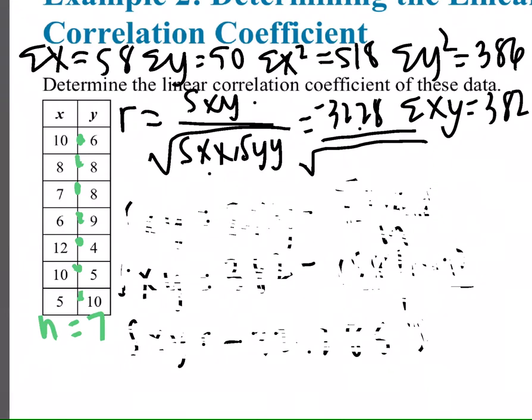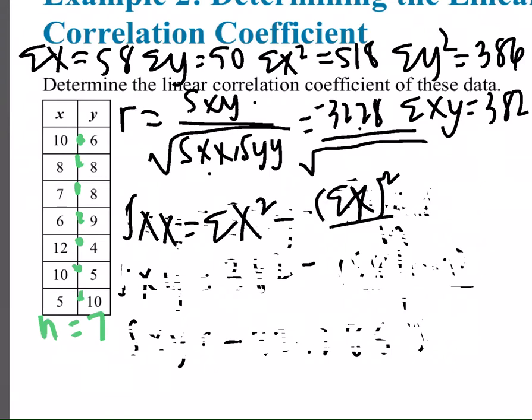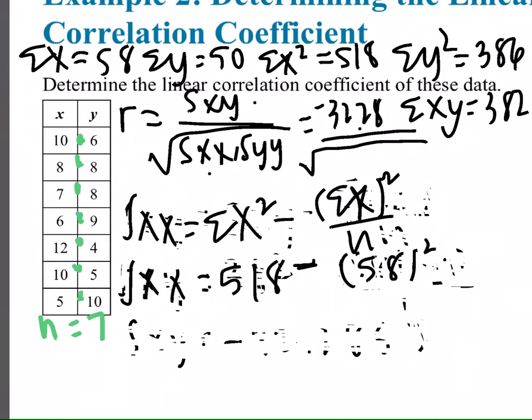Okay. So now I need to find S sub XX. S sub XX is the sum of your x squareds minus the sum of your x's squared divided by n. There is a difference there. The sum of x squareds was when we squared them and then added them together, and that's that 518 number. Minus the sum of your x's was just when we added the x's together, and then we're going to square it, and divide by n is 7.